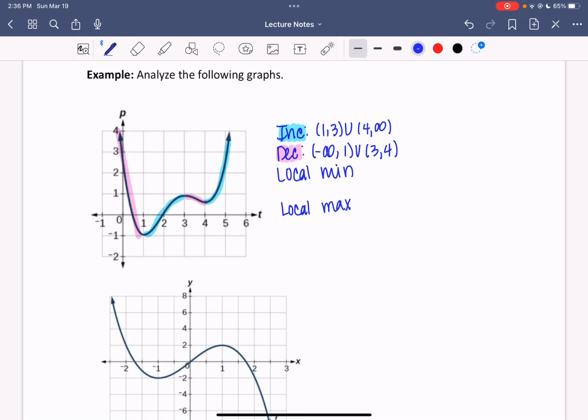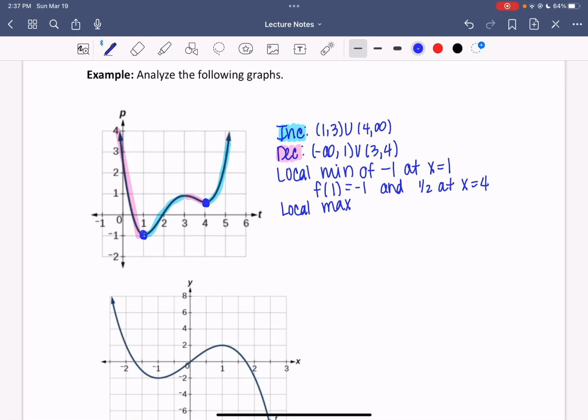Now, where does the local minimum occur? Your minimum is going to happen when it goes from pink to blue. So that would be here, and then we also have another one here. So we would say that we have a local minimum of -1 at x equal to 1, or if you like, f of 1 equal to -1. And we're going to have another one, we'll estimate here, of 1/2 at x equal to 4.